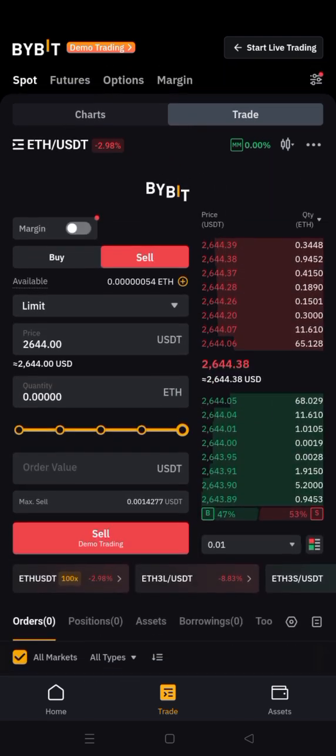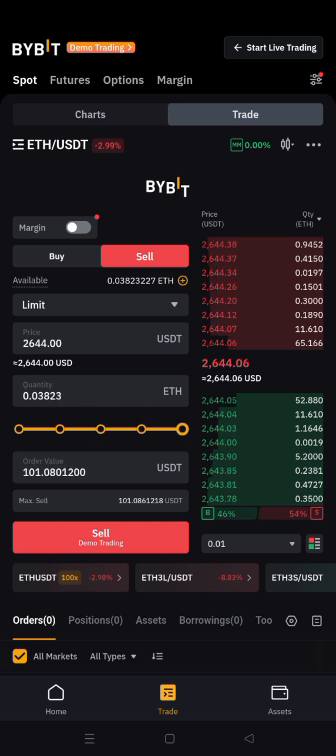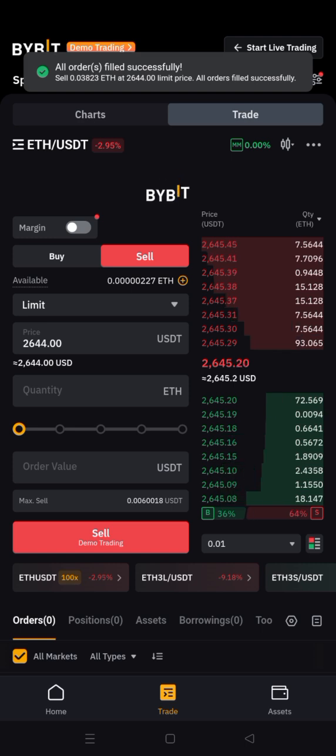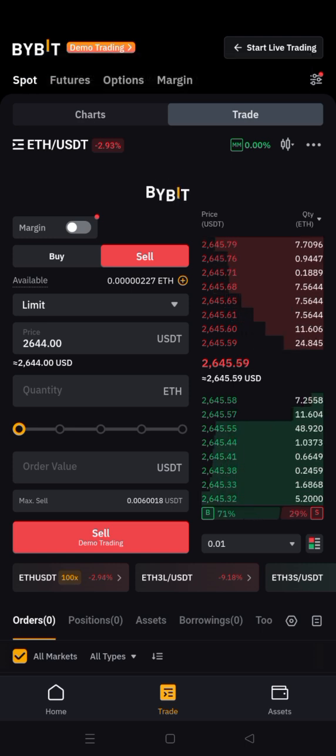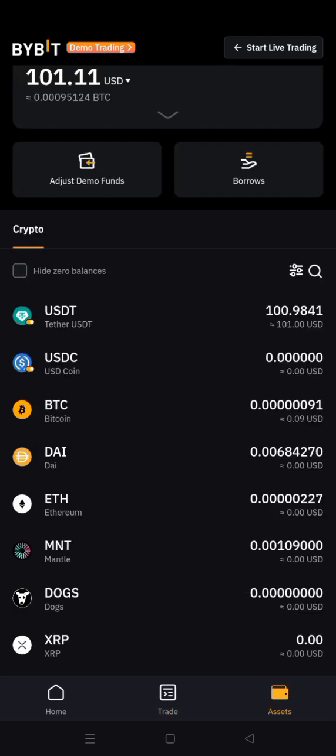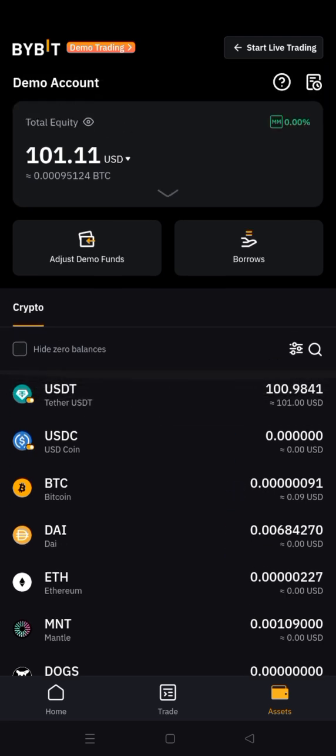When we sell at the current price, we need to see our USDT increase to more than 100.47. So we started with 100.17 and increased to 100.47. We need to increase further. When we go back to the assets, we need to see a change showing us that we are above 100.47. So we have already sold.